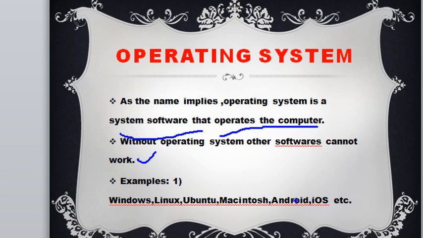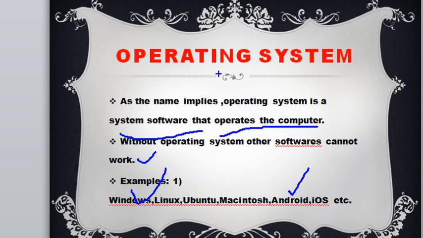That means after purchasing a new computer, the first and foremost point is that we have to install the operating system. After that, we can install any software, like Microsoft Word, Excel, Tally or games, whatever we want. Examples of operating system software are Windows, Linux, Ubuntu, Macintosh, Android. Android is the mobile operating system. In today's world all are using smartphones, and in them the operating system is Android. So iOS, etc. These all are operating system softwares.